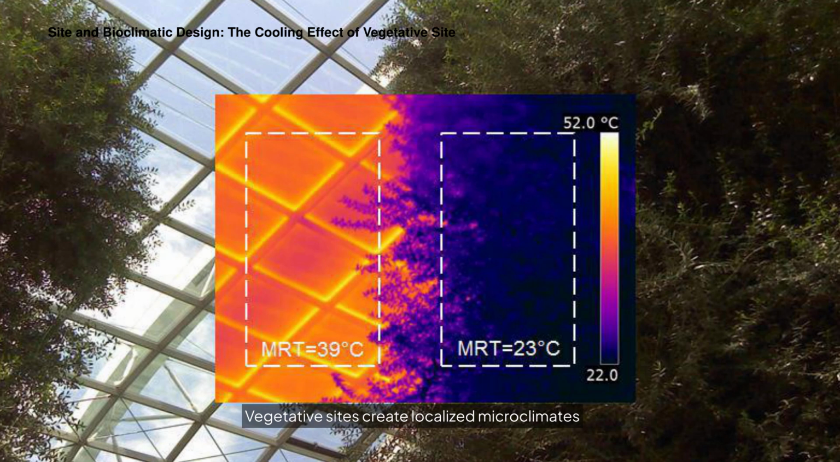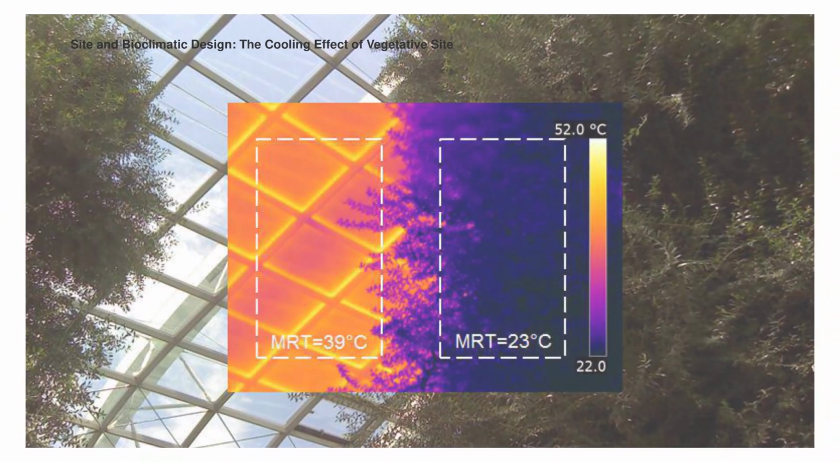Vegetative sites create localized microclimates with distinct temperature, light, and moisture conditions. Even within a small area, sunlight and shade patterns shaped by surrounding buildings and landscapes influence thermal comfort and efficiency. This slide illustrates that the mean radiant temperature, MRT, of a skylight is as high as 39 degrees Celsius, whereas the tree measures 23 degrees Celsius MRT. Bioclimatic design starts with understanding the site's microclimates and placing each zone in its optimal local environment.